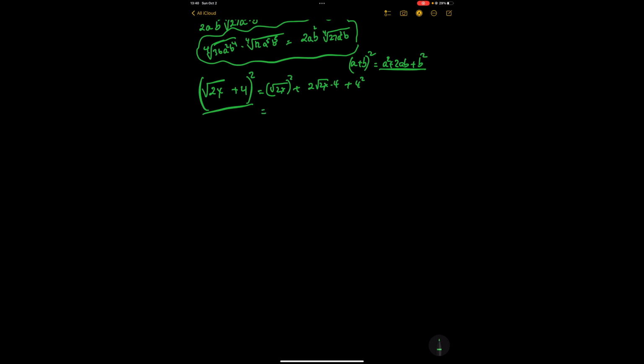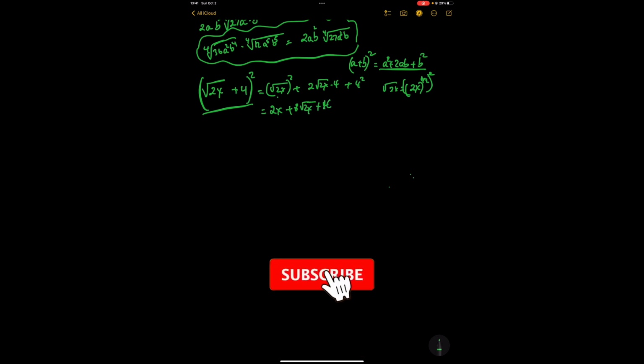What would that equal to? The square root of 2x squared is equal to what? Think about it. Remember, radicals are basically exponents, right? So the square root of 2x can be written as 2x to the power of half. Now, if you square it, that will be 2 over 2, equal to 1. So that will be 2x plus 4 times 2 is equal to 8, that will be 8 square root of 2x plus 16.